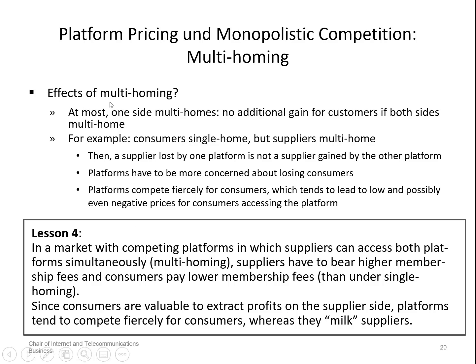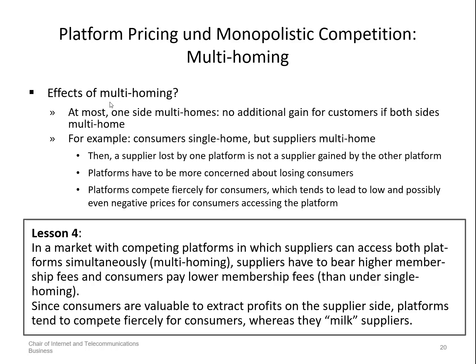So, the first thing we try to understand is the effects of multi-homing. Suppose we impose that at most one side can multi-home, and there's no additional gain for consumers if both sides multi-home. For example, consumers single-home, but suppliers can multi-home. Then a supplier lost by one platform is not a supplier gained by the other platform, right? Platforms are more concerned about losing consumers because they single-home, right?